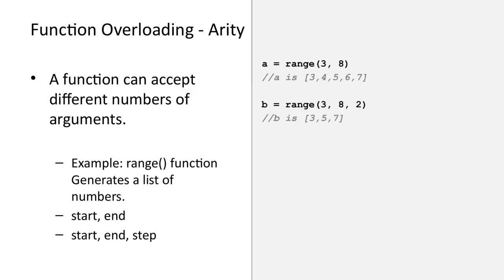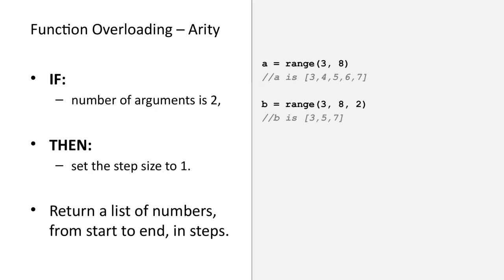The first type of function overloading is with Arity. Arity refers to the number of arguments that a function expects to receive. In the example, we look at the function called range. It generates a range of numbers. It can accept either 2 or 3 input arguments. If you give the function 2 arguments, then it will generate a range of numbers with a step size of 1. If you give the function 3 input arguments, then the third argument controls the step size.